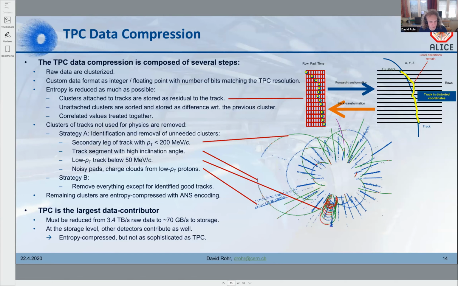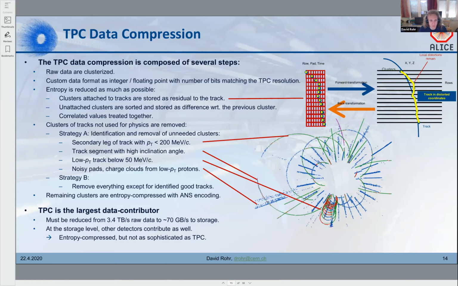This was presented, I think, last year at Connecting the Dots, so I'm not going into detail. There's just an illustration here. For the unattached clusters, we can sort them and store them as differences with respect to the previous clusters instead of absolute positions, so this reduces the entropy, and we can store correlated values together. All the idea here is just to reduce the entropy for better entropy compression later on.